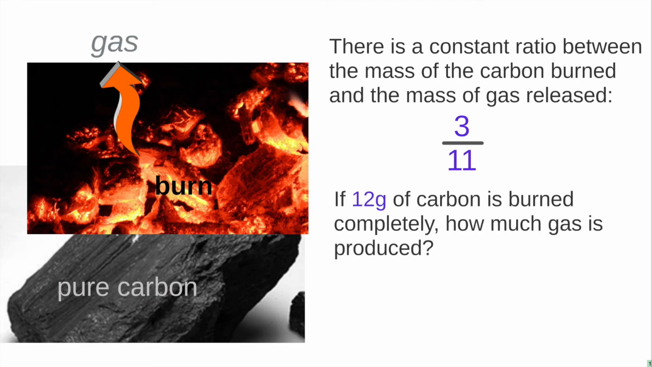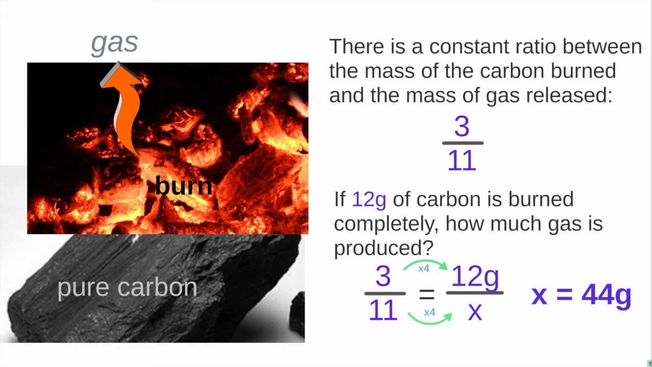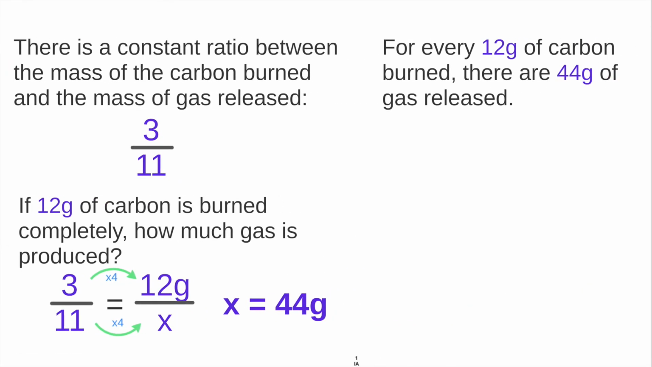So if you start out with 12 grams of carbon and you burn it completely, how much gas is produced? Well, our ratio has to stay the same. So we know the ratio is 3 over 11, and that has to be equal to our carbon over the gas that we produce. So 3 times 4 equals 12, so 11 times 4 is going to give us 44 grams. In other words, for every 12 grams of carbon burned, there are 44 grams of gas released.